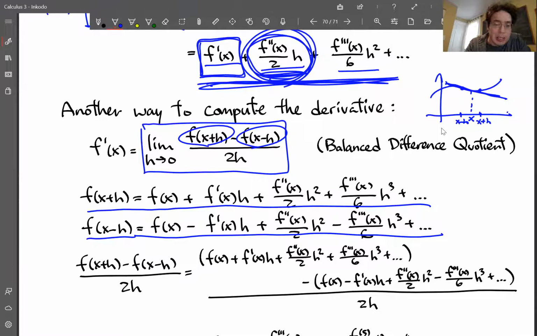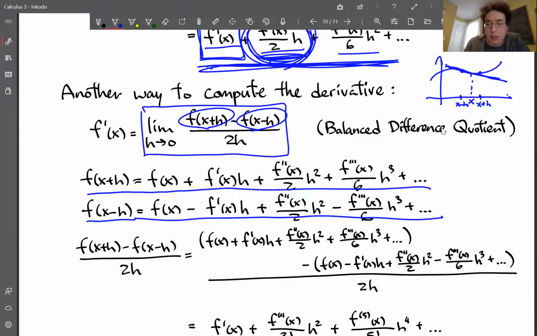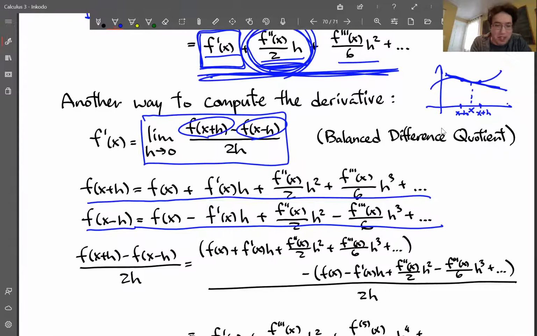It's basically the exact same formula, except if I plug in negative h into the h, the odd power of h will have a negative sign in front. The even power will still be positive, because if you raise anything to an even power, it's going to be a positive number. Okay, now let's compute the difference quotient. Sorry, the balanced difference quotient. So this is what I want to compute now.